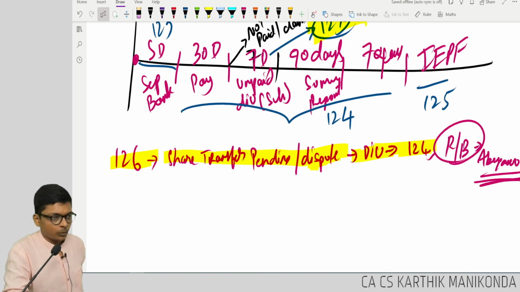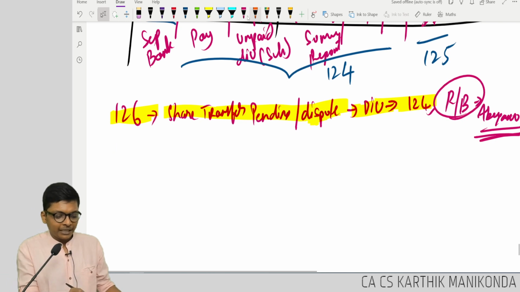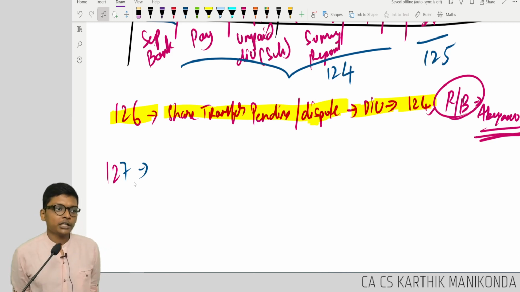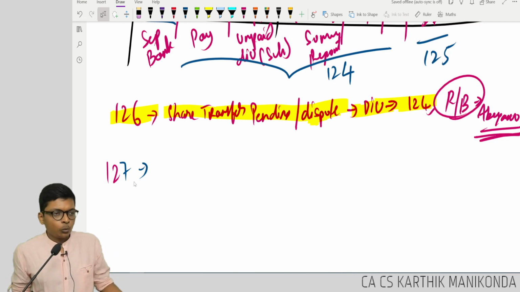One line, just one line. Everybody done, guys? Write that down. Just one line we are summarizing. We are calling it rocket notes. I will not do it for the entire syllabus. I will do it for 3 or 4 chapters. This chapter to show you how you have to do it. Okay. 127.